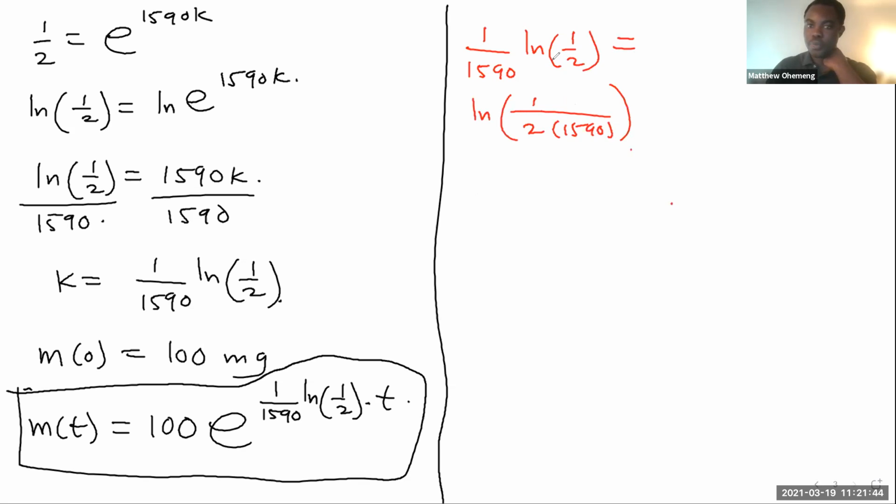For the first one, you can take this to the power. So it's possible you can rewrite this as ln of 1 over 2 to the 1 over 1590, right? And then the other one is kind of like ln of 1 over 2 times... since it's a product, you can just add, so ln of 1 over 2 plus ln of 1 over 1590. So these are two different things. You see? Yeah, these are two different things.